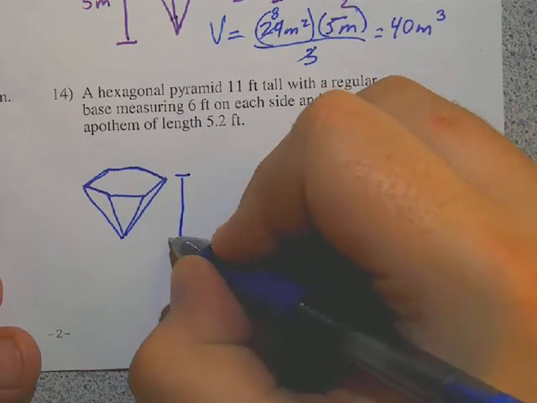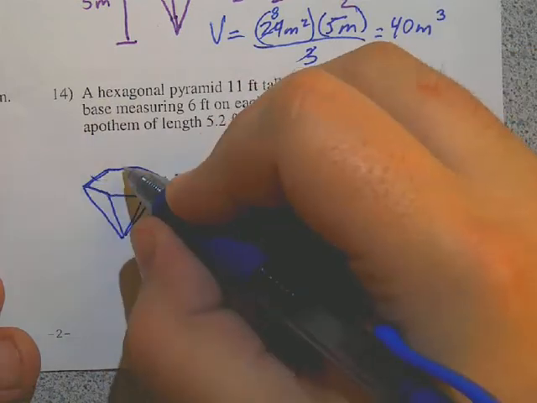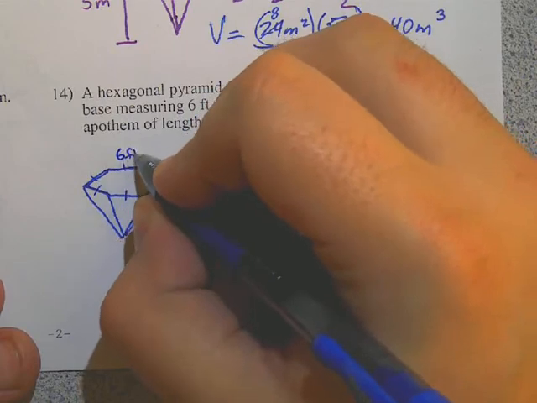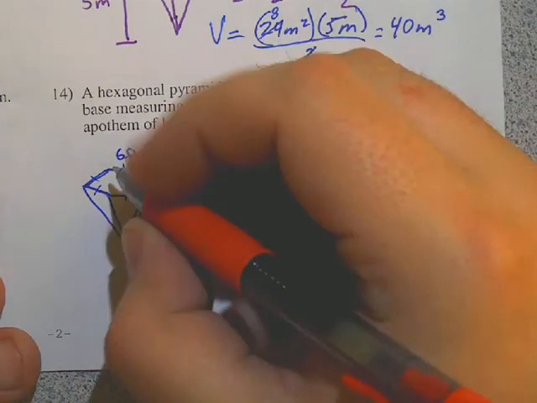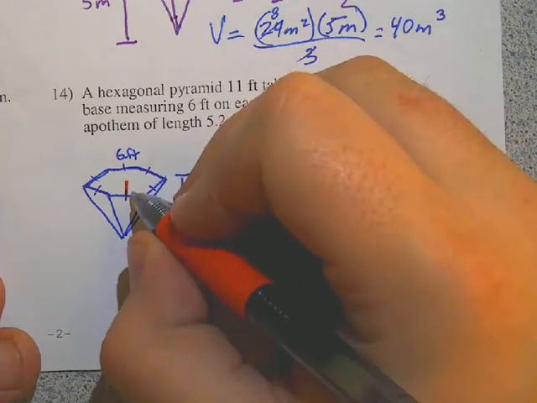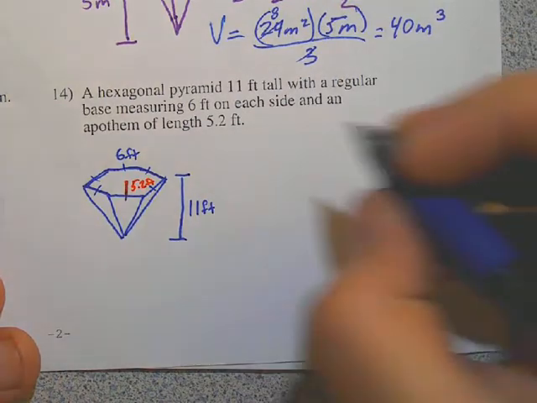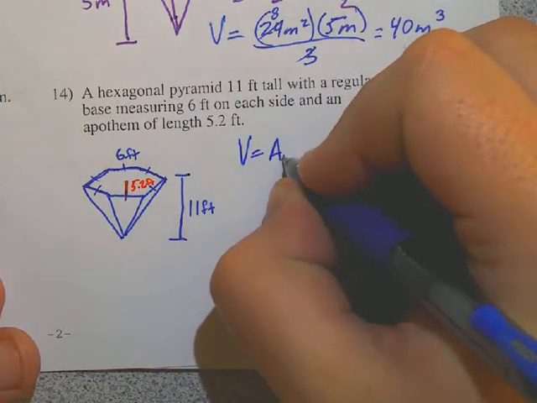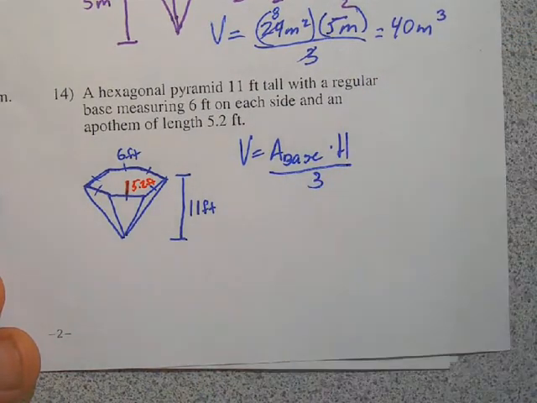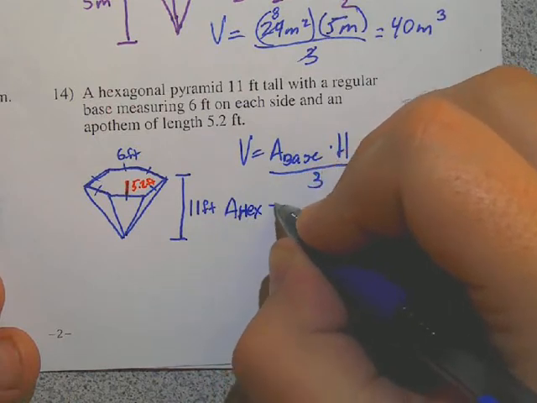So, hexagonal pyramid, 11 foot tall. So that means that the standing height is 11 feet. With a regular base, that means that all these are the same, measuring 6 feet on each side, and an apothem, don't forget our little friendly friend apothem here, with a length of 5.2 feet. Okay, so that comes back to that formula. Volume equals the area of the base times the height, but divide by 3 because it's a pyramid.